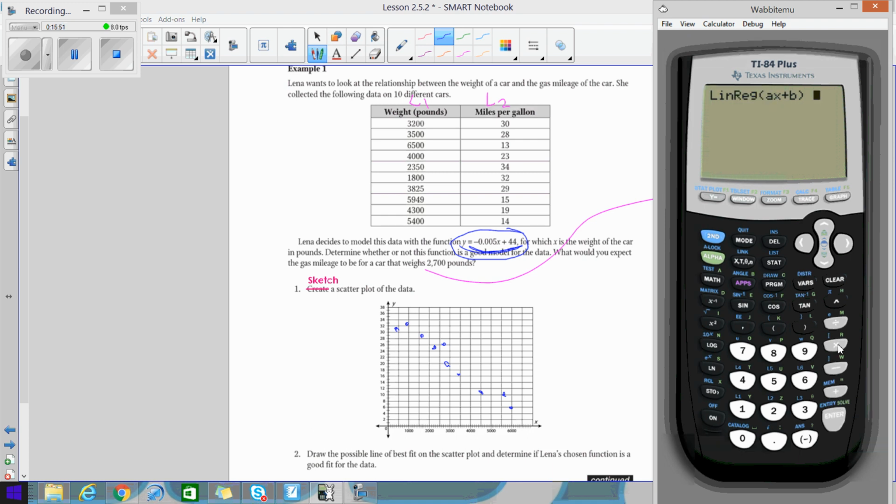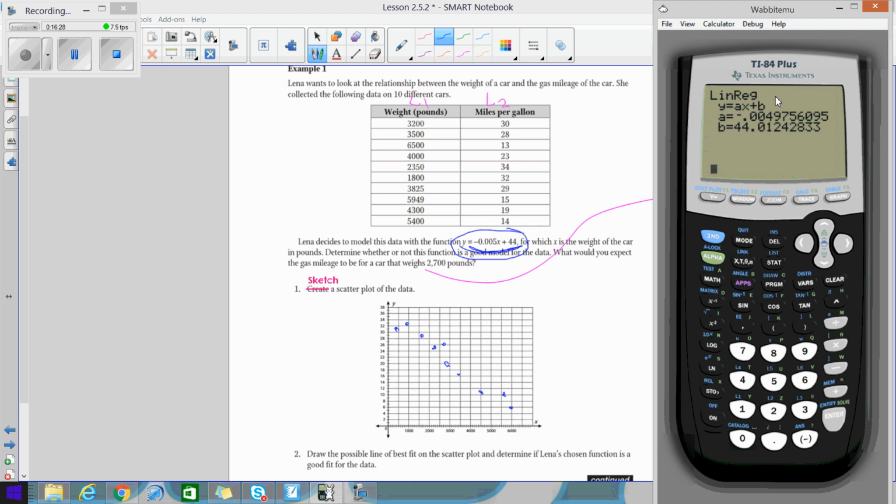Once you do this, old calculator and new calculator are going to have some different prompts. On the old calculator, I'm just going to hit enter, and it's going to shoot up my answer. On the newer calculator, you'll have store, RegEQ, all that stuff, so you just click down to calculate, and this is what we got. If you look, my calculator thinks that A, notice here, y equals ax plus b, my A is negative 0.0049, which is approximately negative 0.005. Holy cow. And then my B is 44.01, which is almost 44.